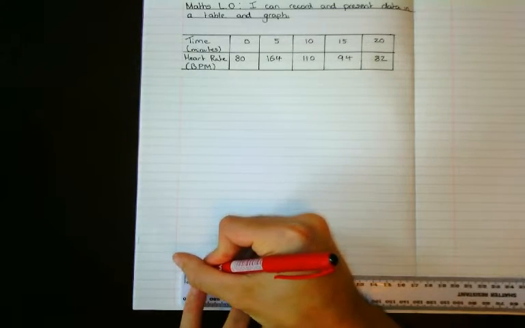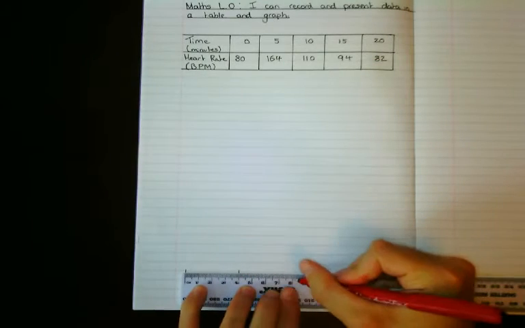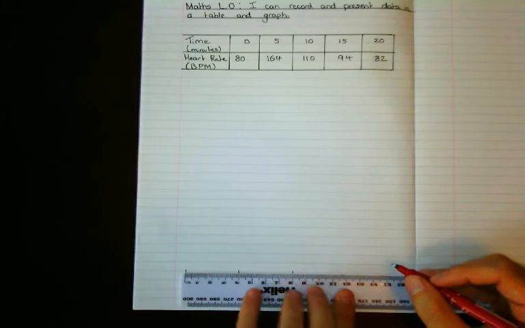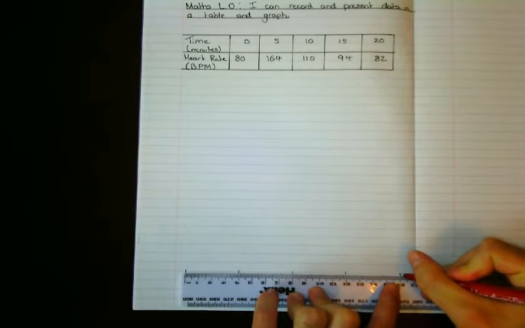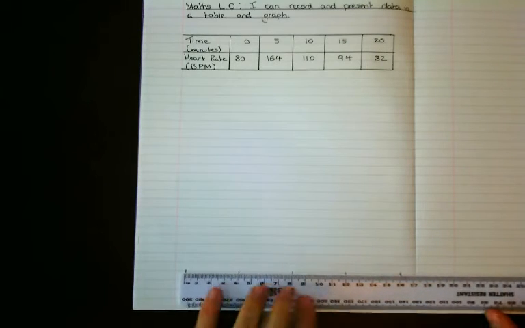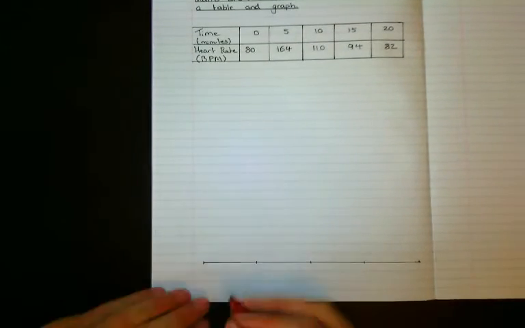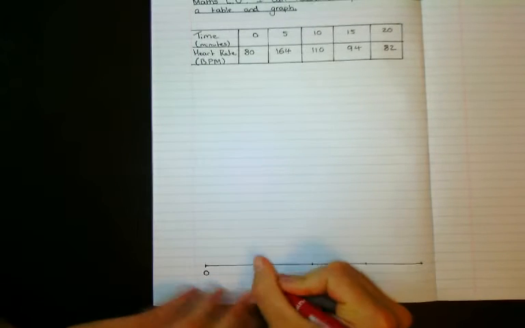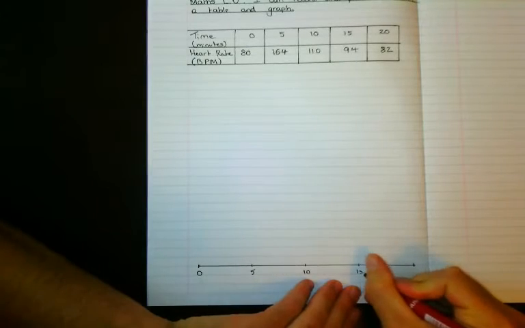So there's going to be 0, 4 centimetres is going to be 5, 8 will be 10, 12 will be 15, and 16 will be 20. Okay, and I'm going to draw my line, making sure I'm on the line in my page. There's my x-axis. Along there I'm going to do, starting at 0 minutes, 5, 10, 15, and 20.